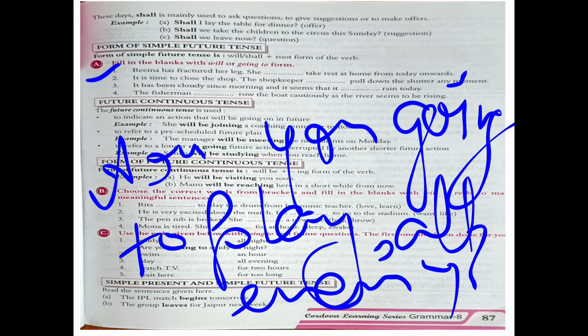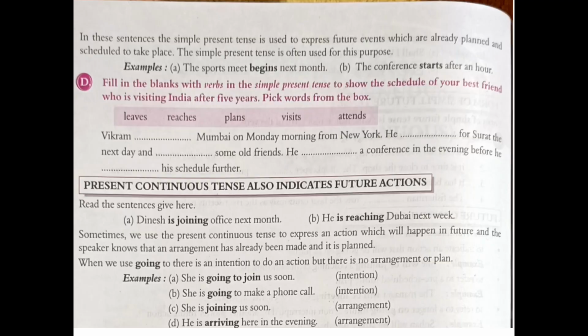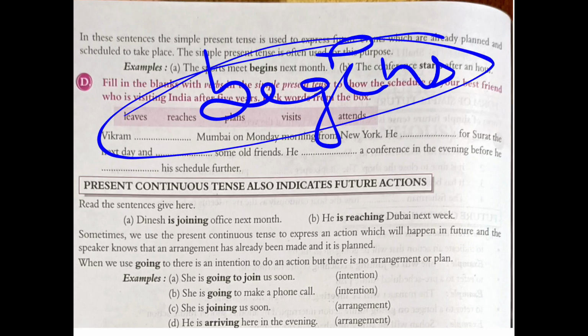Next is watch TV. So here again the simple thing which you are supposed to do, are you going to watch TV for 2 hours? Are you going to wait here for too long? So very simple. Simple present and simple future tense. Here simple future tense means when you are using like the IPL match begins. So here begins. You know that this is the example of simple present, and simple present is also used as a simple future tense. Okay?